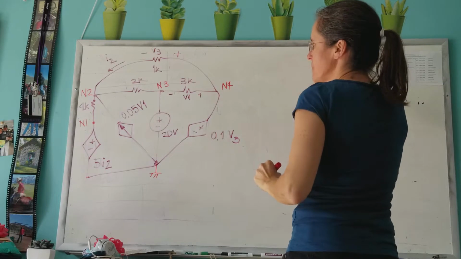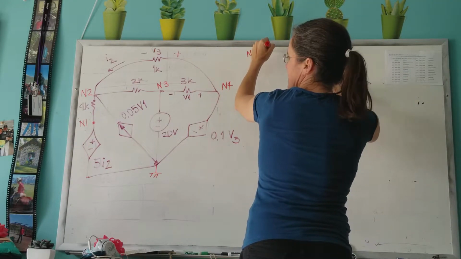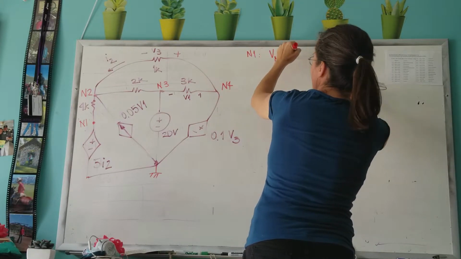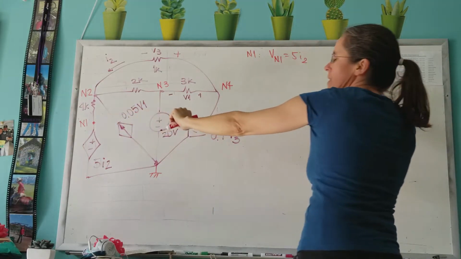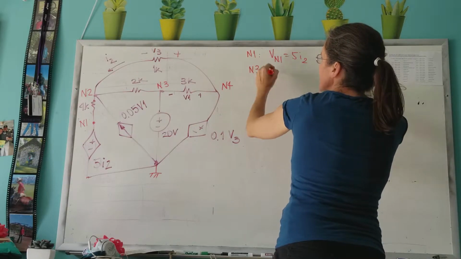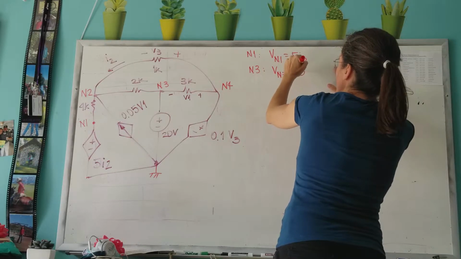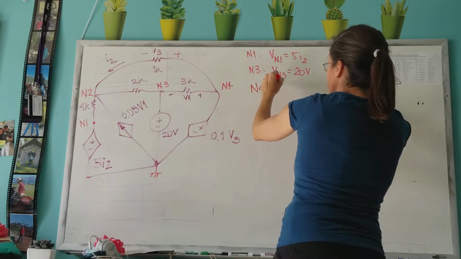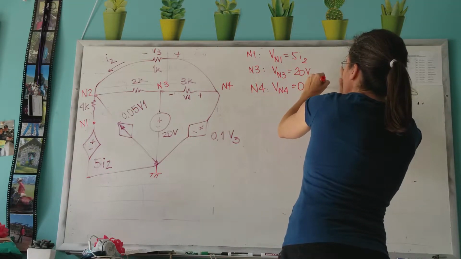This is 5 nodes, and node 1 is defined by the voltage. The voltage in node 1 is 5I2, so I don't need a KCL for that. Node 2 is the only one that I'm going to write a KCL for. Node 3 is also defined. That voltage on node 3 is 20 volts. And node 4 is also defined. The voltage in node 4 is 0.1 V3.